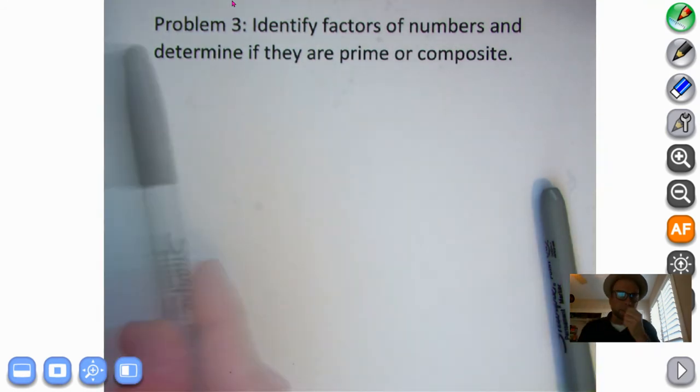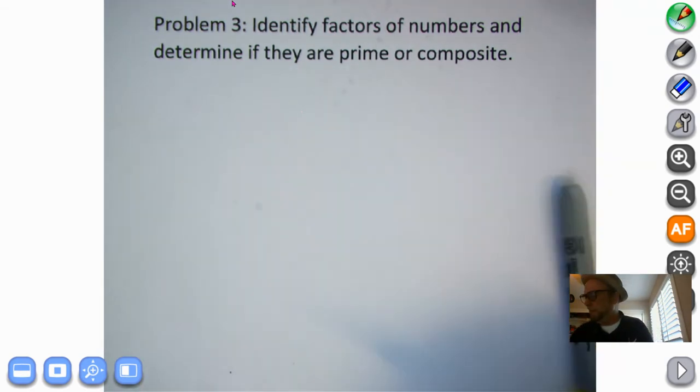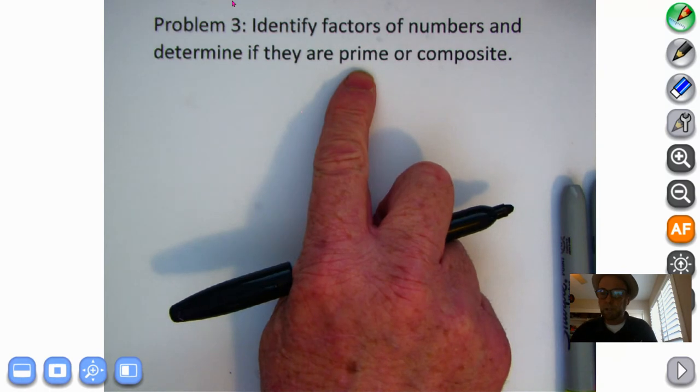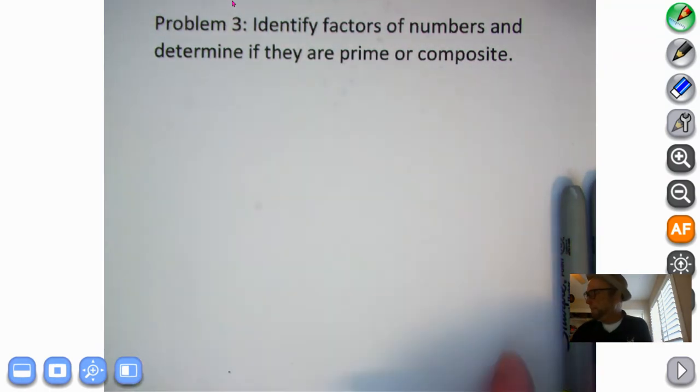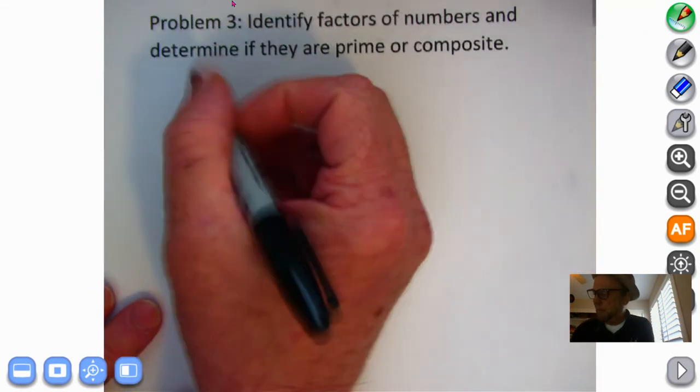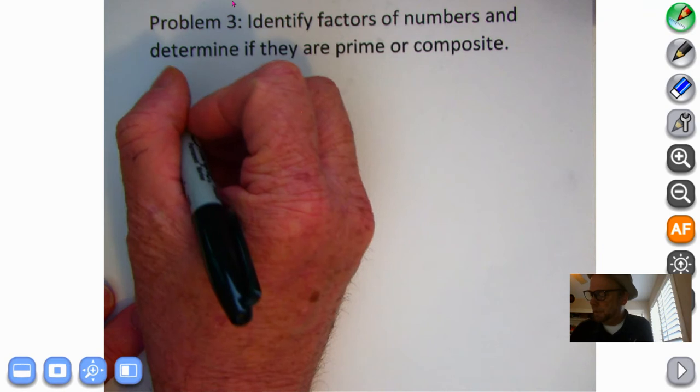Let's read problem number 3. It says identify factors of numbers and determine if they are prime or composite. Remember, prime, only 2 factors, 1 and the number itself. Composite, more than 2 factors. All right, let's start off with 35. I'm not going to make all those circles. We're just going to do 35.